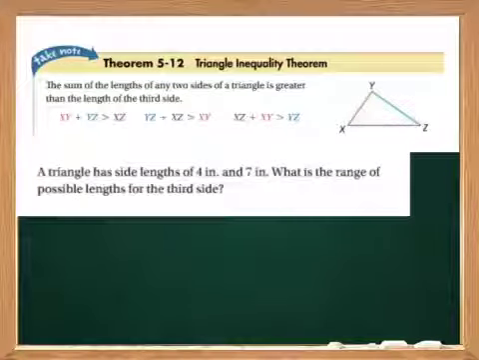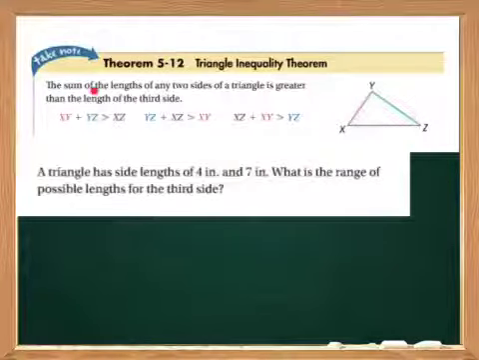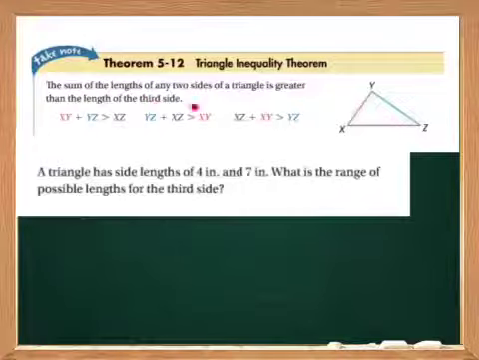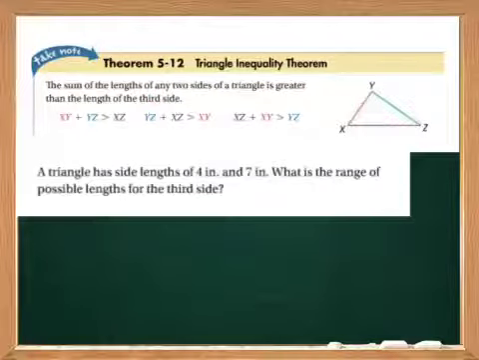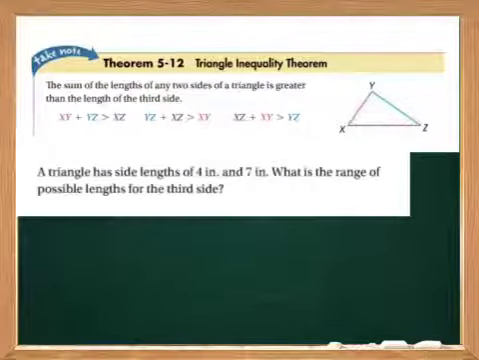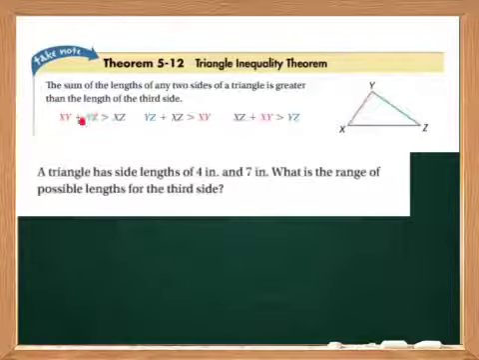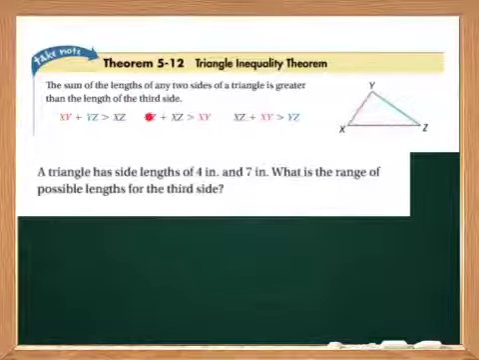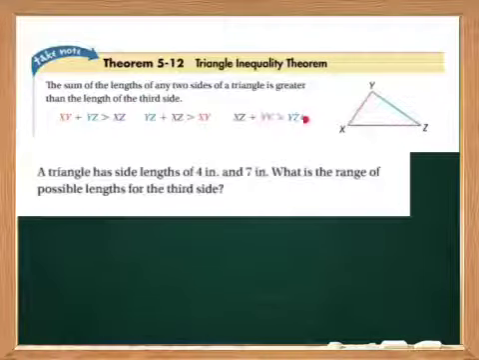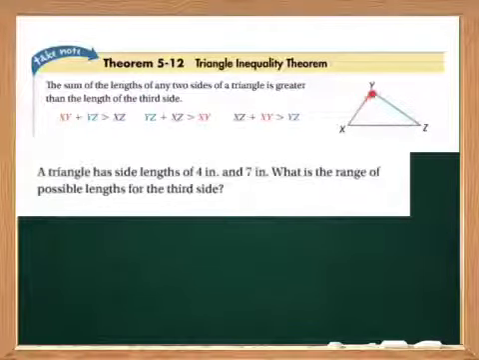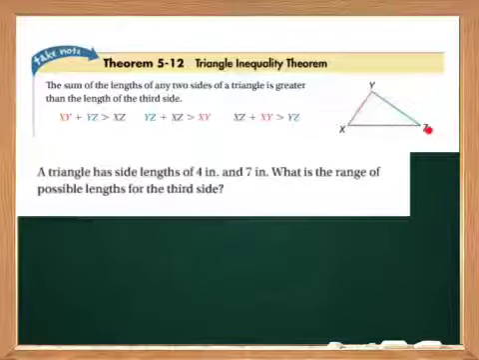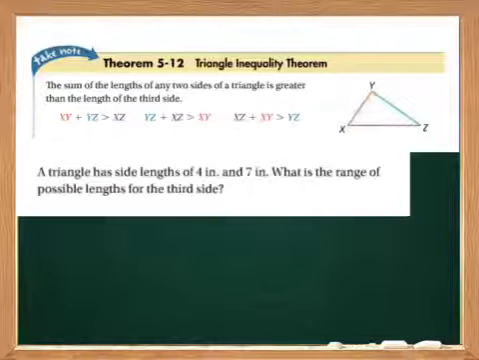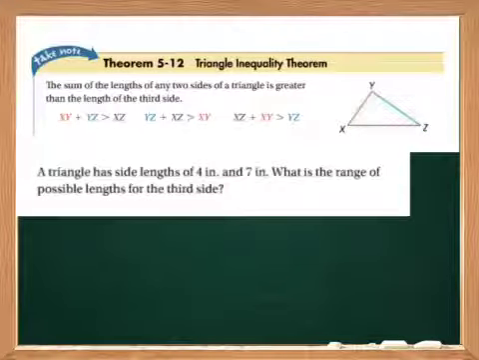The triangle inequality theorem states that the sum of the lengths of any two sides of a triangle is greater than the length of the third side. So in order for it to be a triangle, you have to be able to add up two sides of the triangle, and it must be greater than the third side. And it has to work for all three possible options. So these two must be greater than this, these two must be greater than this, and these two must be greater than this. It has to work for all possible options.